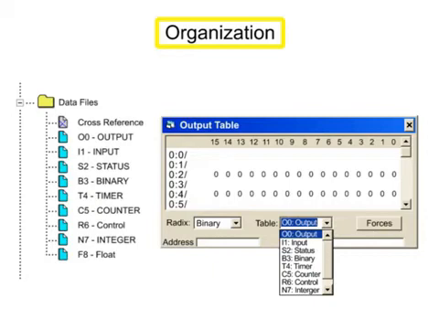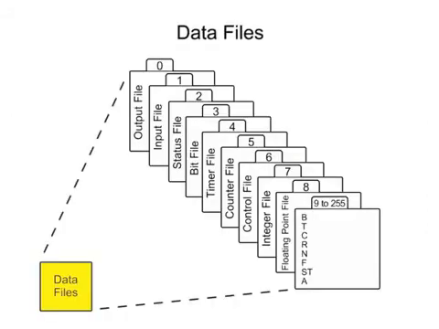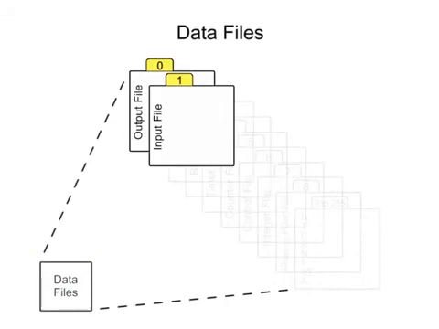File number 0 is output status file and file number 1 is input status file. The status of output field devices and input field devices is updated in output status file 0 and input status file 1 respectively.